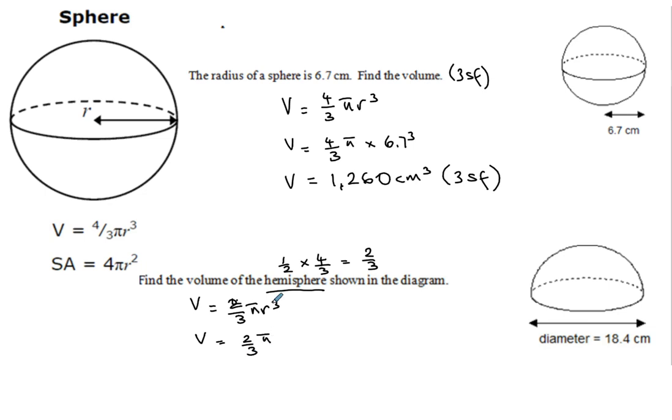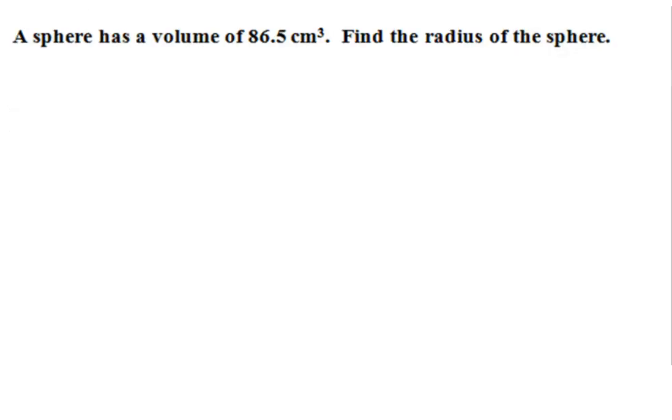So the volume is 2/3 pi. And this is why I say write the formula, because you say, oh, radius. Oh, so they've given us the diameter. So the radius must be half of that, so 9.2 centimeters. So then you do times 9.2 cubed. And you get 1,631 centimeters cubed to the nearest centimeter. Okay, all right, let's try some more challenging questions.